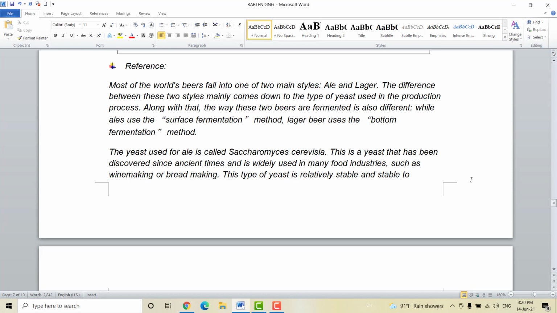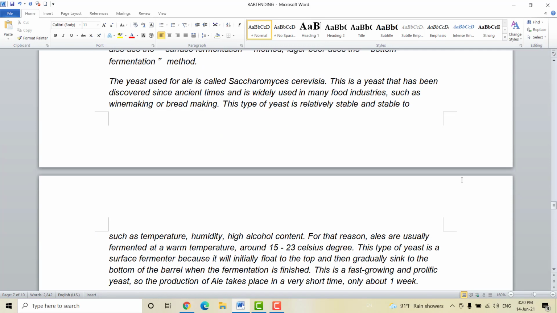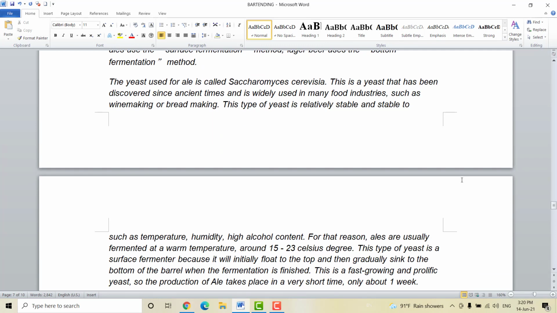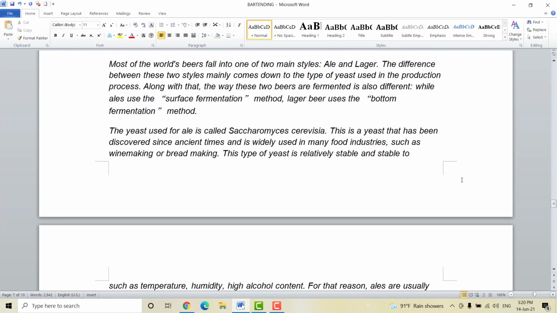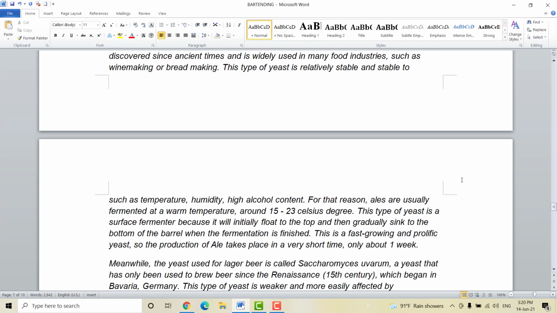The yeast used for ale is called Saccharomyces cerevisiae. This is a yeast that has been known since ancient times and is widely used in many food industries, such as winemaking or bread making. This type of yeast is relatively stable and resistant to changes in environmental factors, such as temperature, humidity, and high alcohol content. For that reason, ales are usually fermented at a warm temperature, around 15 to 23 Celsius degree.